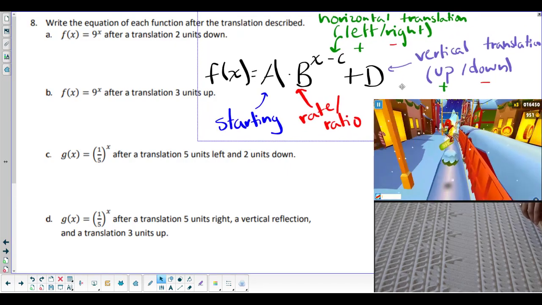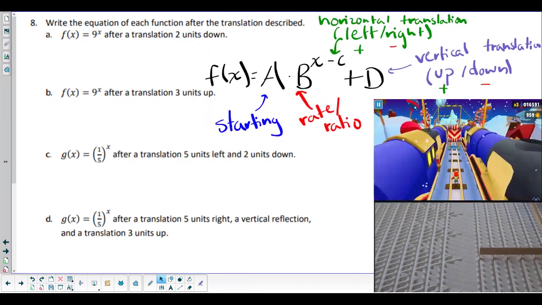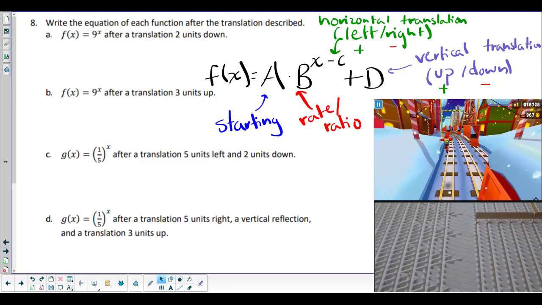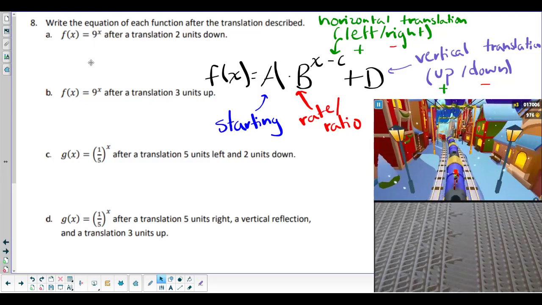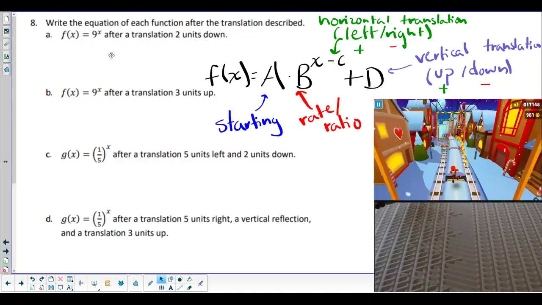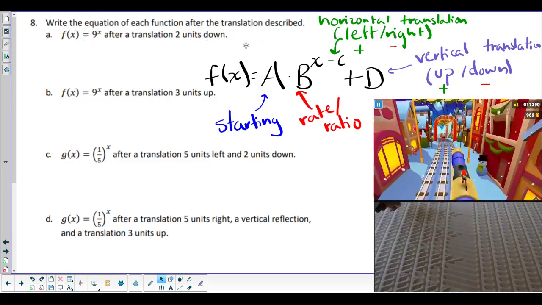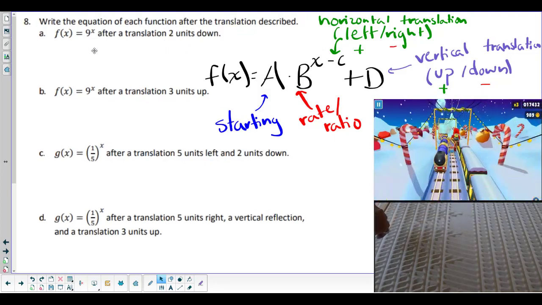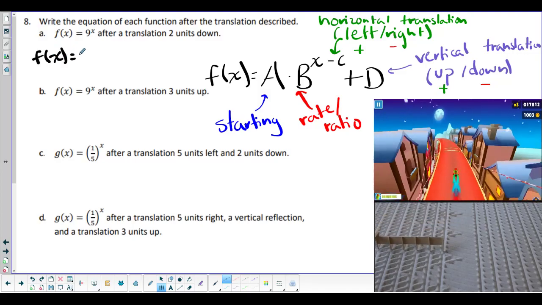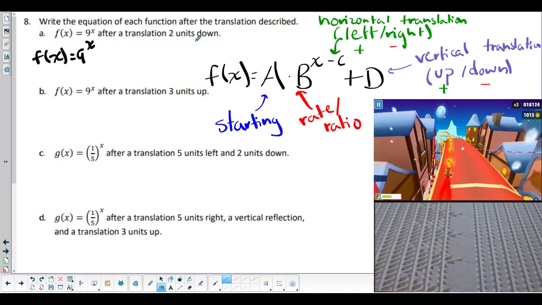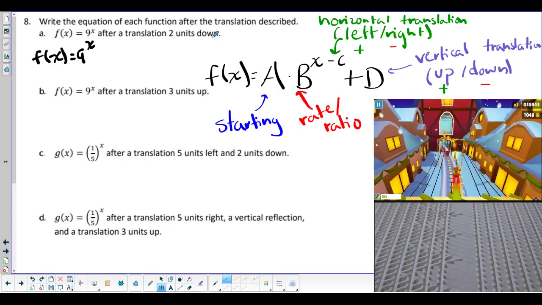Okay. So all of these parts of this equation are things that we can change. They give us a base equation, like a parent function, and then we have to change something to it based on what they say here. So what is this equation? f of x equals 9 to the power x after a translation 2 units down.